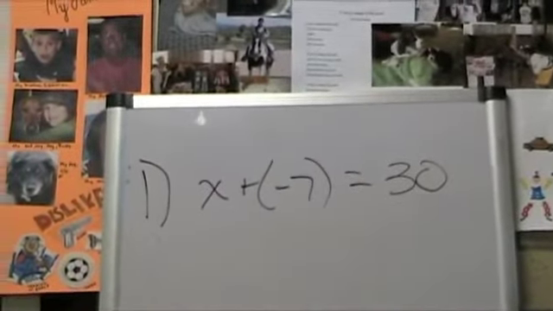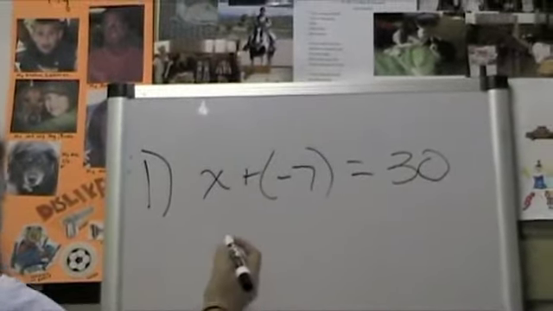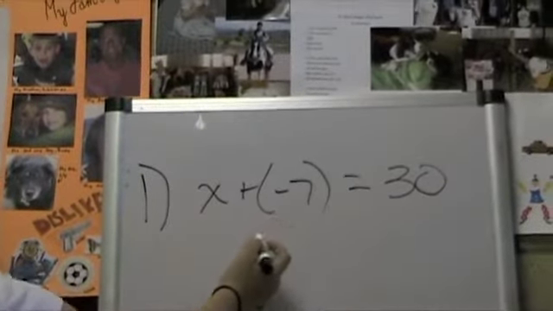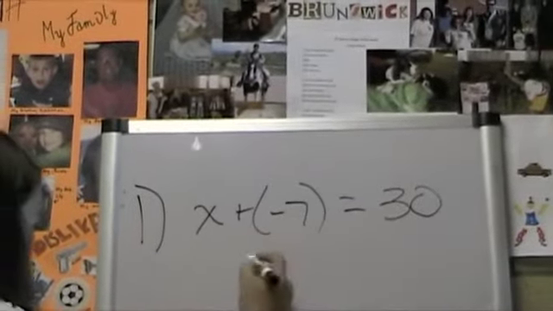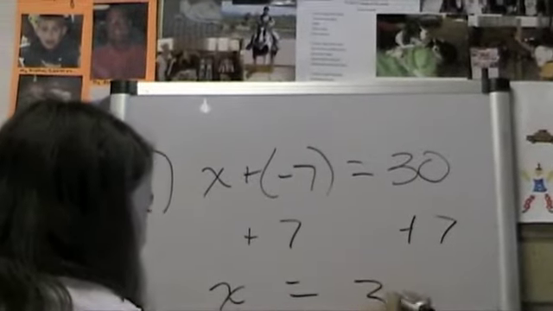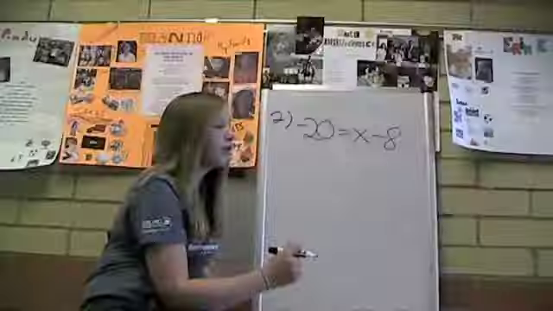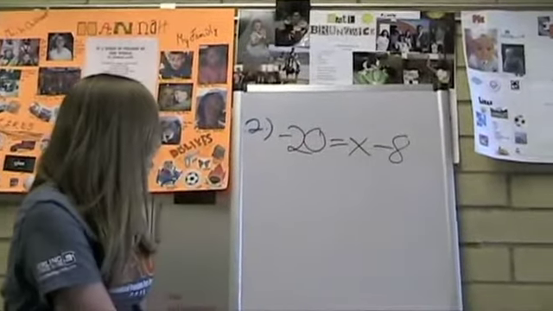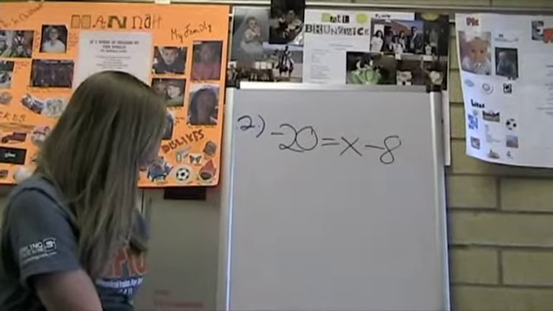Plus negative 7 equals 30. So you're going to add positive 7 to each side to get rid of this 7. So x equals 37. Alright, so number 2 is negative 20 equals x plus 8.